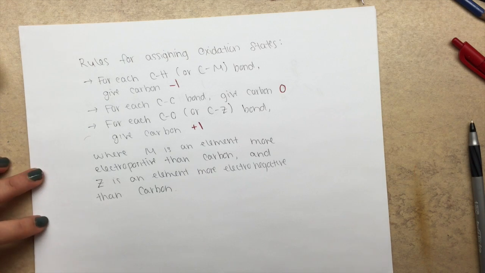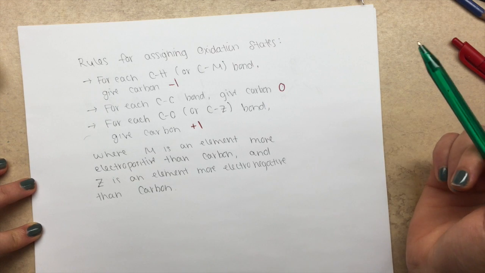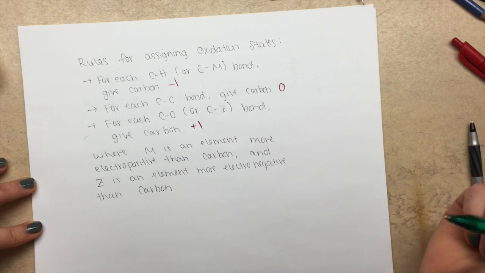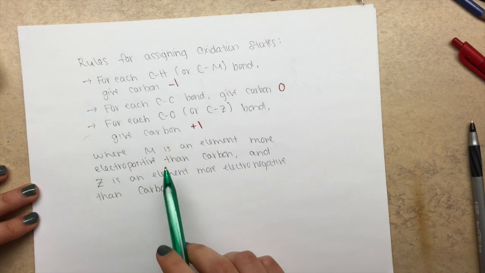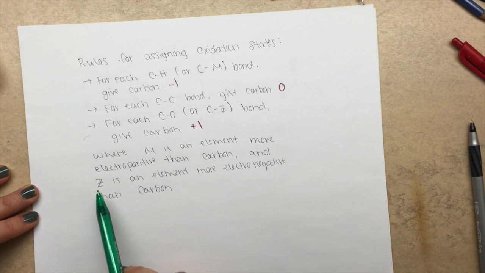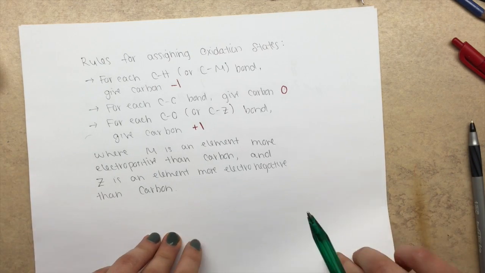And then for each carbon-oxygen bond, or C-Z bond, you give carbon a charge of +1, because oxygen is more electronegative of the 2, and it would be stealing that electron from carbon. M is any element that is more electropositive than carbon, and Z is any element that is more electronegative than carbon. Now we're going to go through a couple of examples.